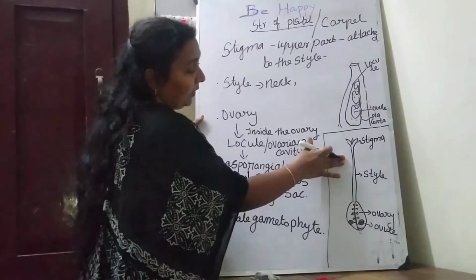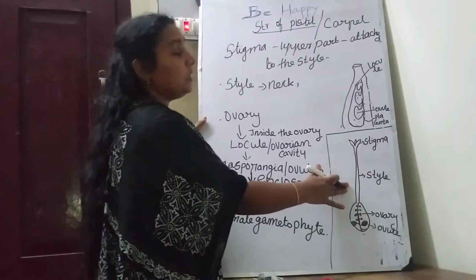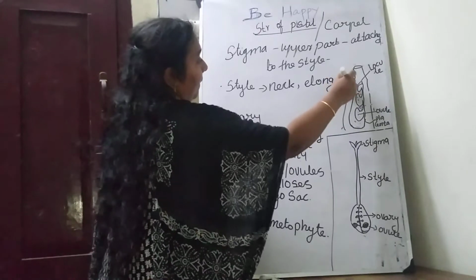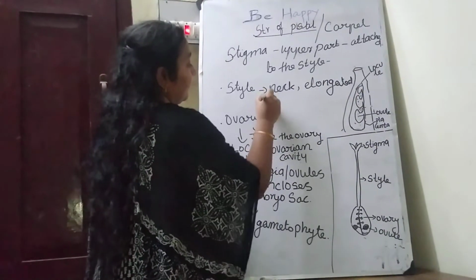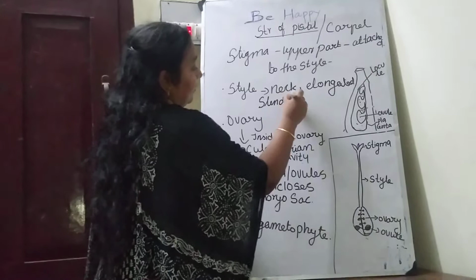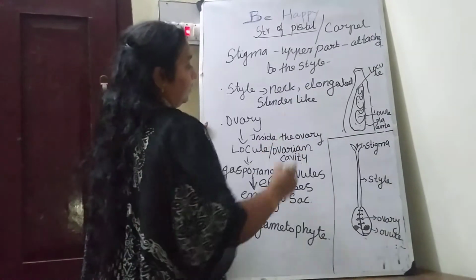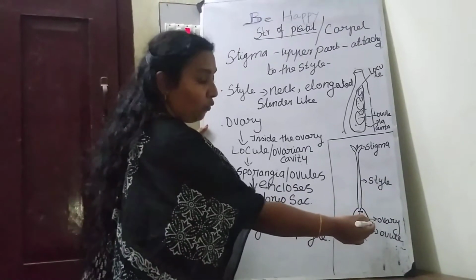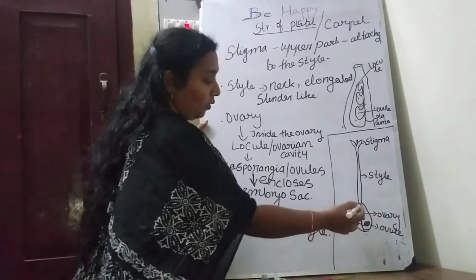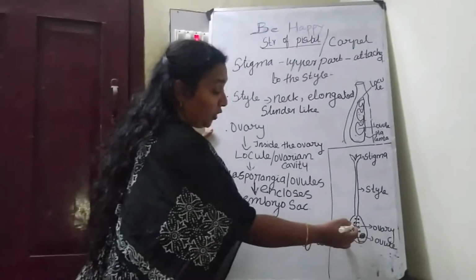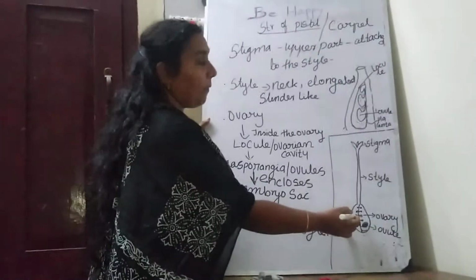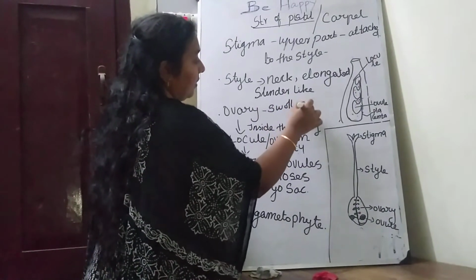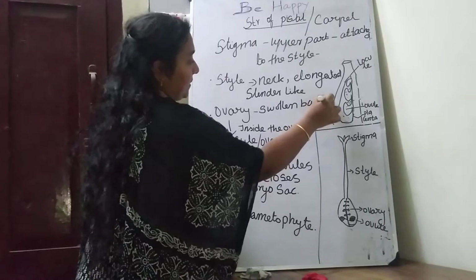Actually, it is an elongated, slender-like structure. Then the style leads to the next part, the ovary. It looks like a swollen structure. So it is the swollen basal part of the pistil.